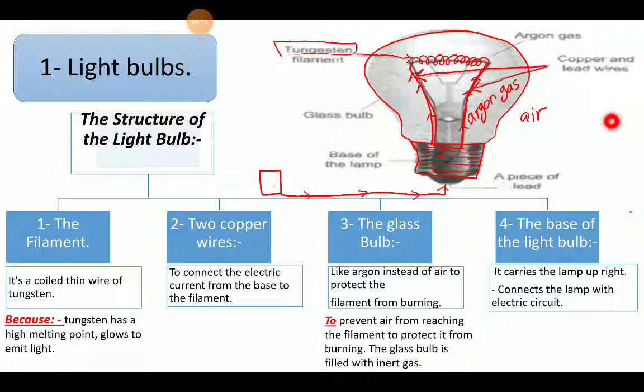What about the base of the light bulb? We can say that it carries the lamp upright and connects the lamp with the electric circuit. So the function of the base of the light bulb is to carry the light bulb in an upright position and connect the light bulb to the electric circuit.